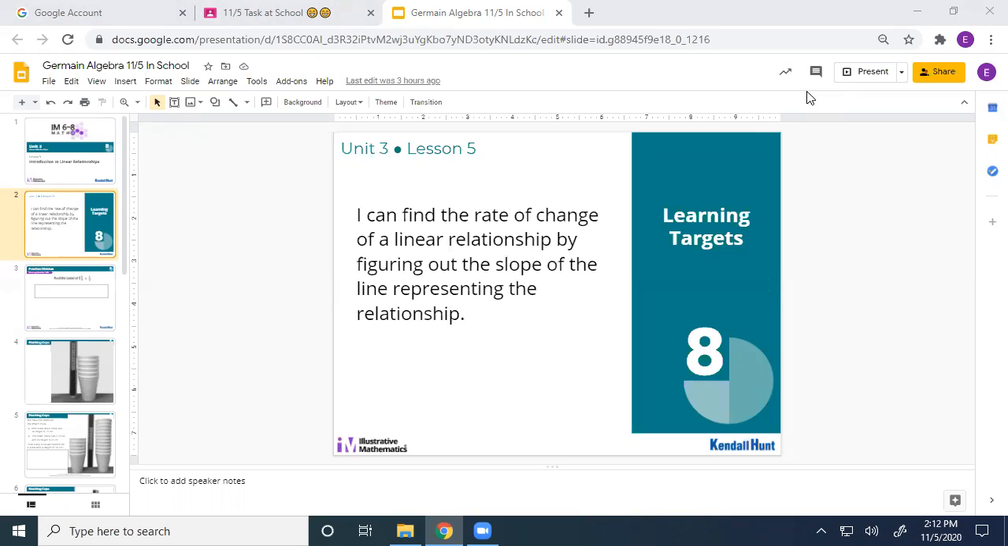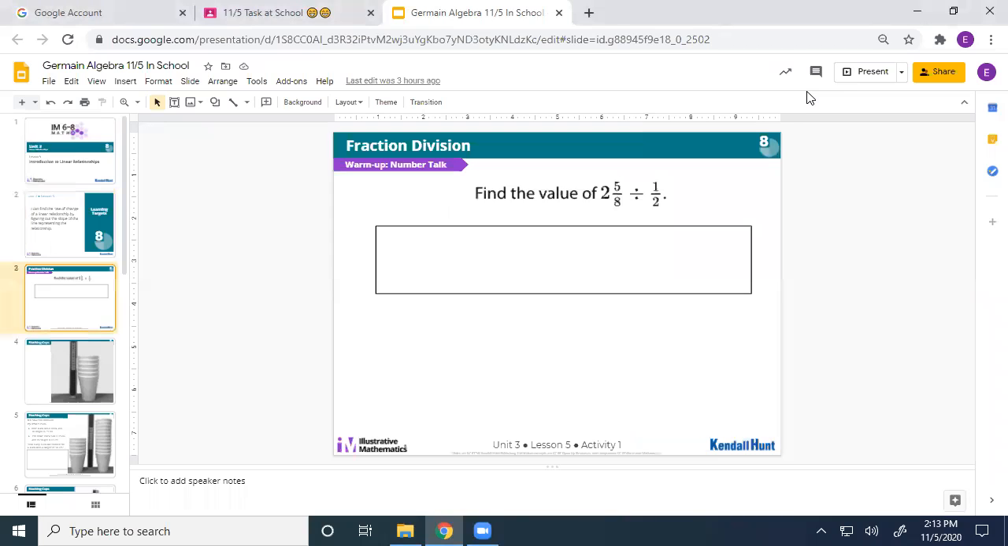So we're looking at our learning target for today. I can find the rate of change of a linear relationship by figuring out the slope of a line representing the relationship. I'm going to give you another 20 seconds to find the value of 2 5/8 divided by 1/2. I'm looking for a final answer here, my friends. Take another 20 seconds right now. Find the solution.